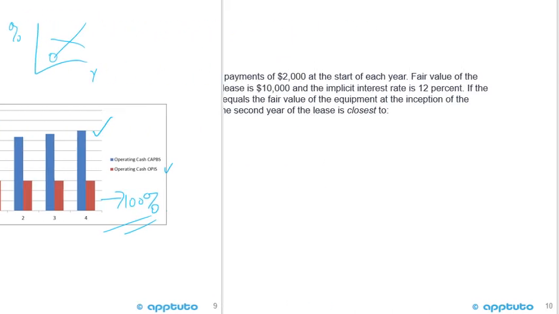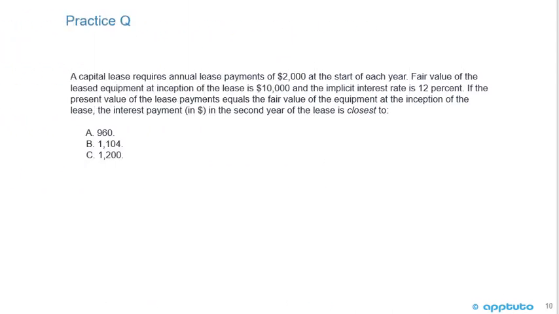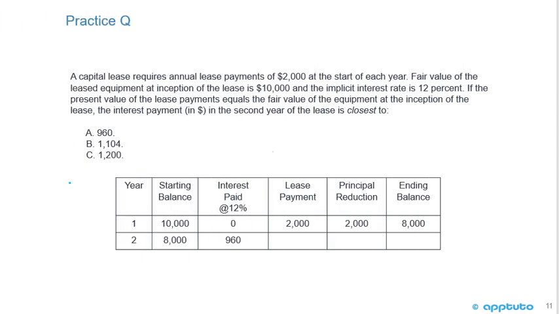Okay? Just do a practice question to check our understanding. A capital lease requires annual lease payments of $2,000 at the start of each year. Fair value of the leased equipment at inception of the lease is $10,000. Implicit interest rate is 12%. If the present value of the lease payments equals the fair value of the equipment at the inception of the lease, the interest payment in dollars in the second year of the lease is closest to A, $960, B, $1,104, or C, $1,200. Okay, the correct answer is A, $960.